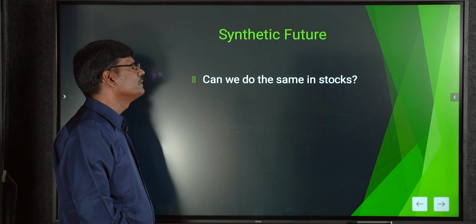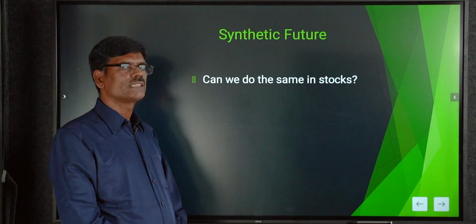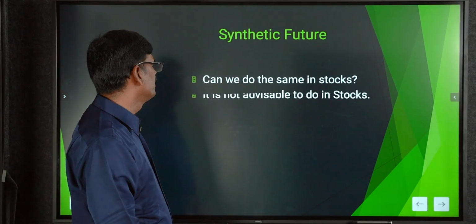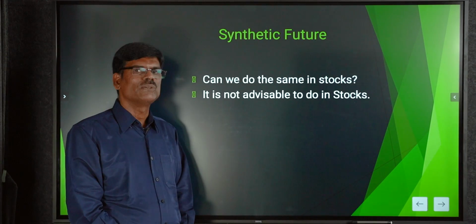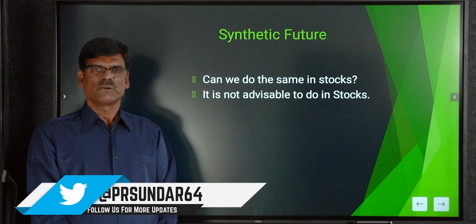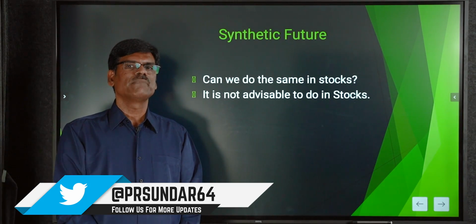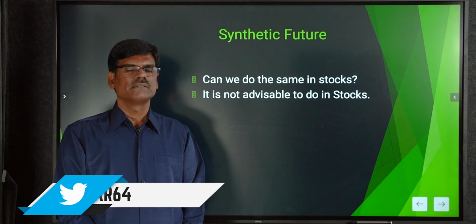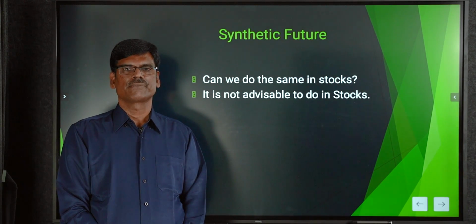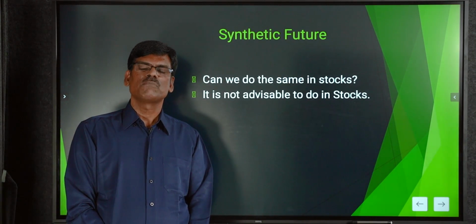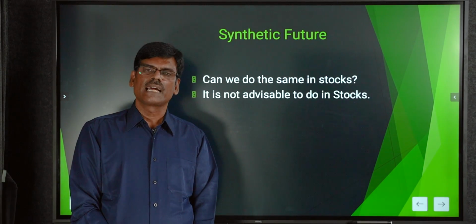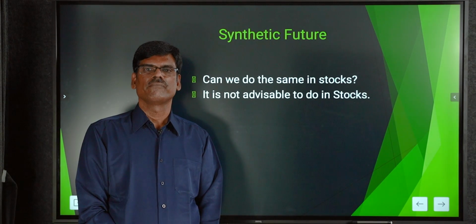The next question, can we do same in stocks? So my reply, it is not advisable to do in stocks. Why? Number one, you want to go long in December, stock options are not traded for 6 months, 7 months. Stock options are mostly illiquid even in the second month and third month. Only the current month there will be liquidity.